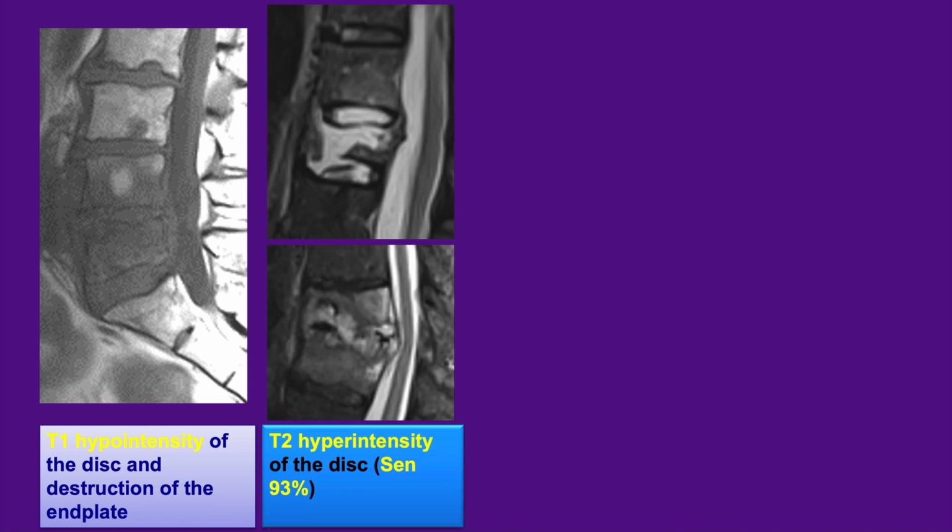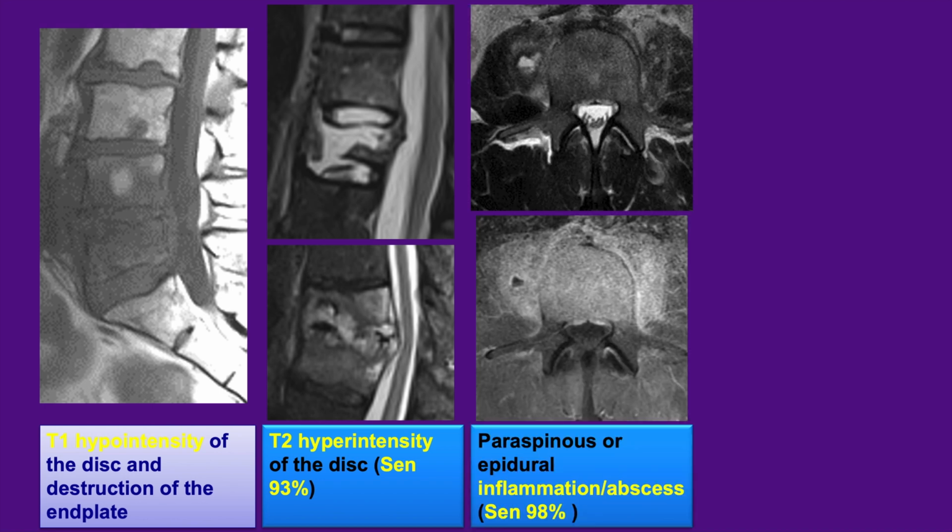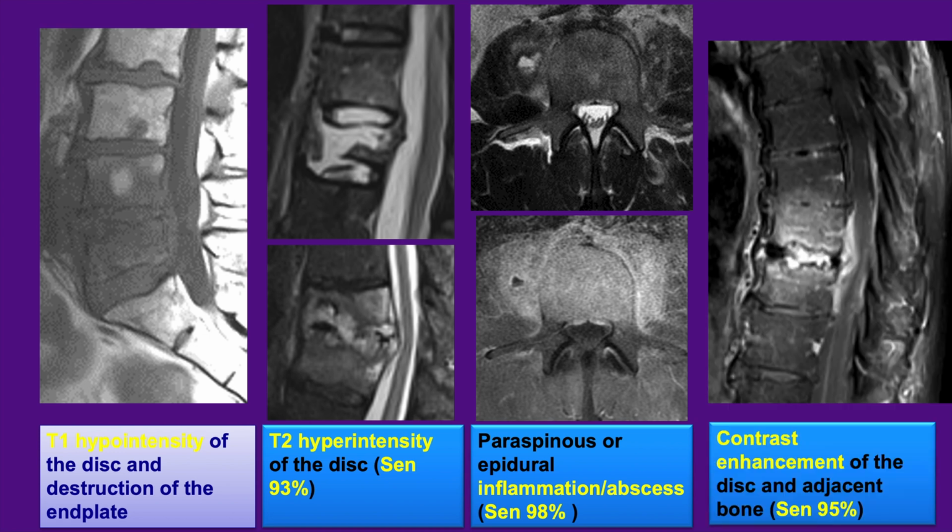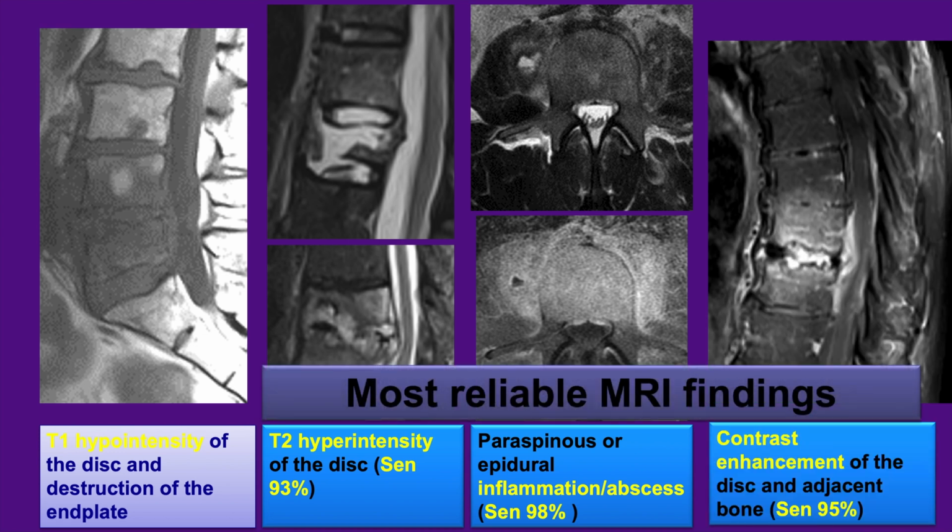When it comes to findings of MRI, we look for T1 hypointensity of the disc and destruction of the end plates, corresponding T2 hyperintensity of the disc, paraspinous or epidural inflammatory changes, and contrast enhancement on post-contrast imaging.